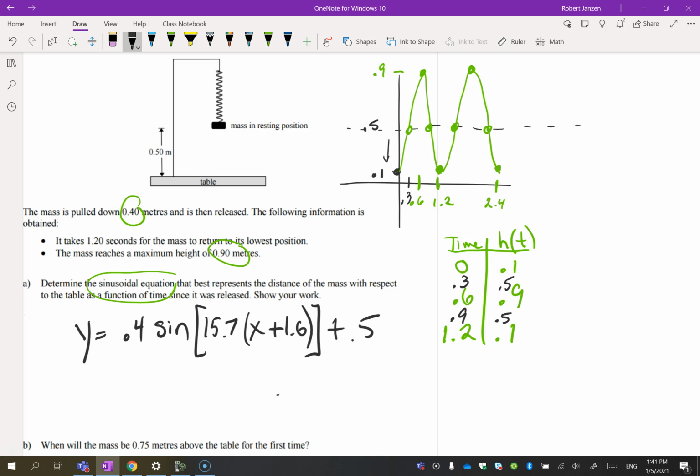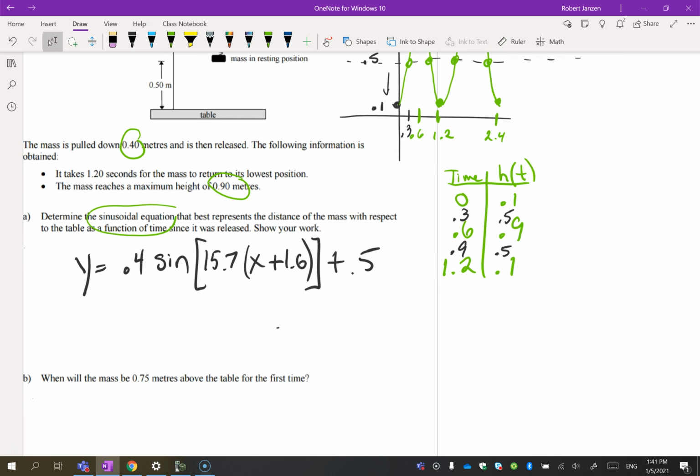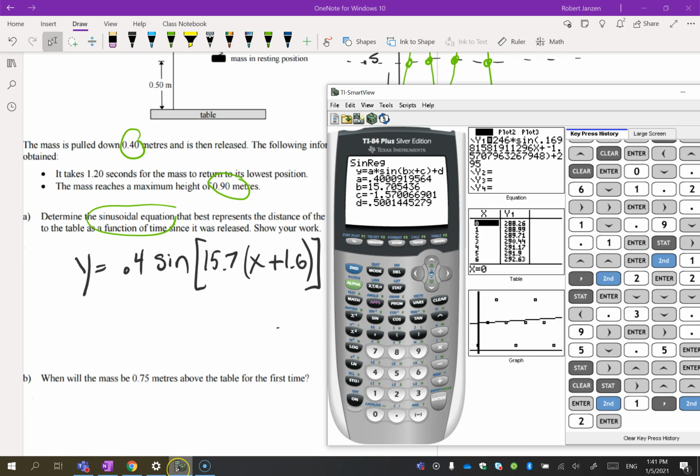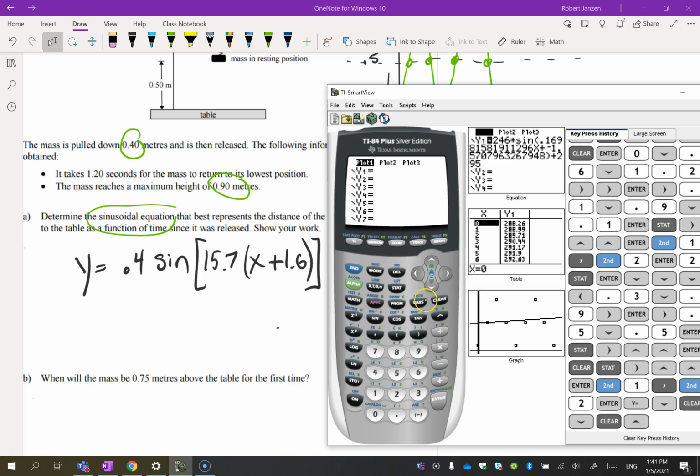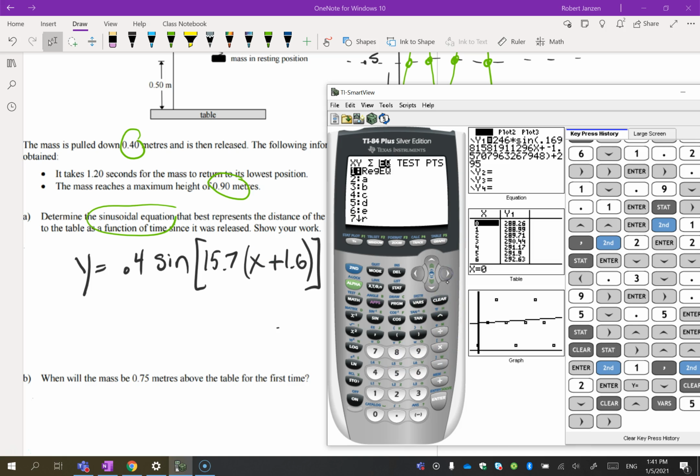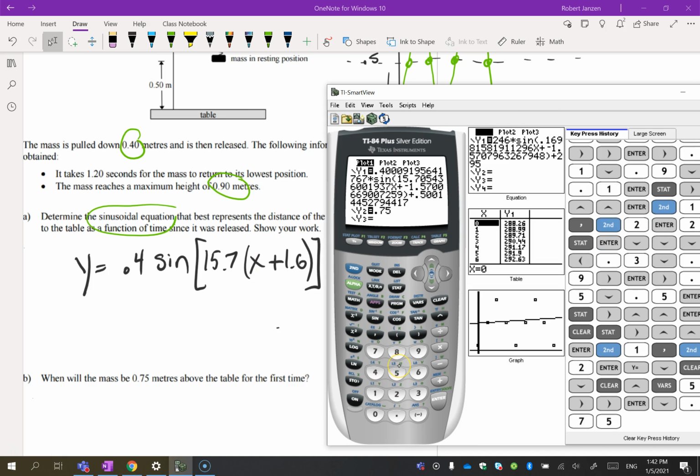Okay? Then it says, when will the mass be 0.75 meters above the table? Well, here's why we want this equation. Because let's go and put this on the y equals here. So let's clear this. Let's clear this. First, we'll paste this. Vars 5 equation, enter. There it is. And then I want another equation. I want to go, when is it 0.75? Let's go zoom 9. Uh-oh. Do you remember what's wrong here?